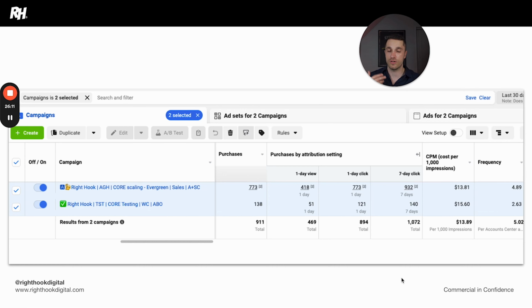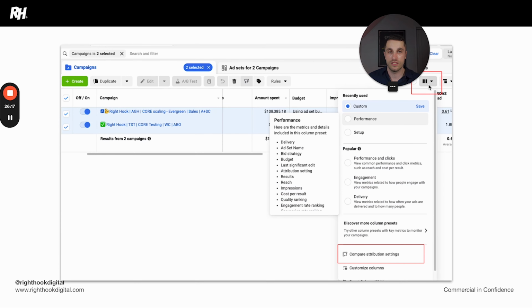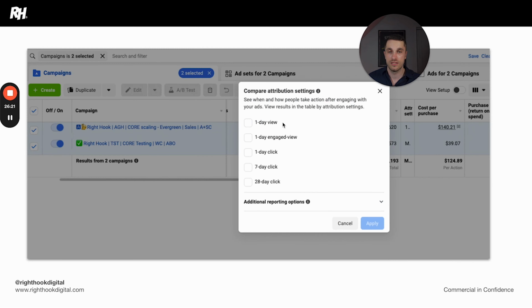Now, if you don't know how to find your click attribution and view through attribution, you can go to here, find the three lines, compare attribution settings, and then we do 1 day view, 1 day click, and 7 day click, and Meta will actually compare those, and you can check to see what percentage of your purchases are coming from view through versus click. All right, that is how we creative test right now and going into 2024.